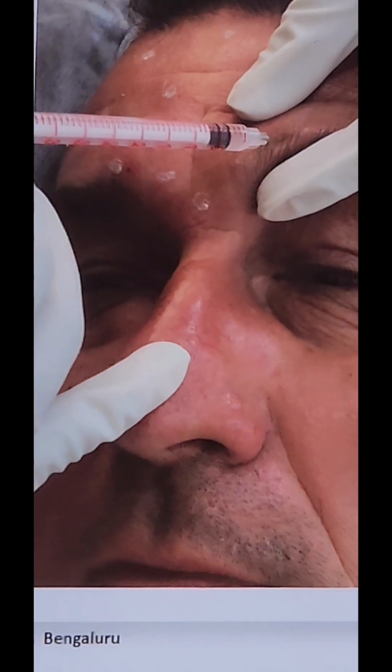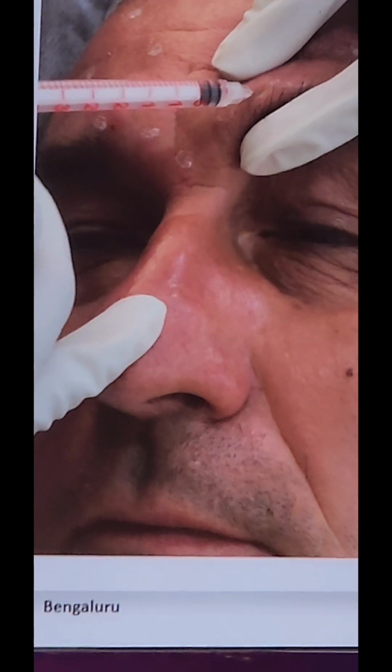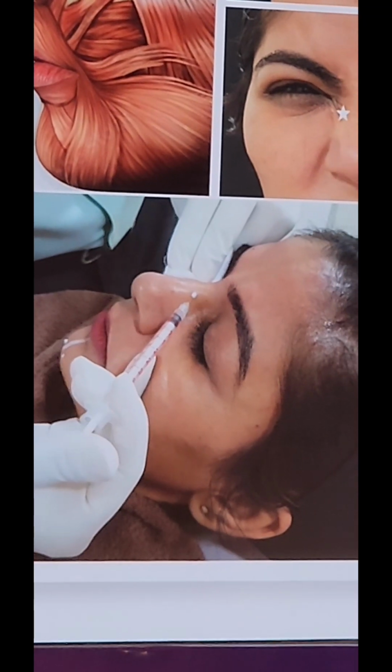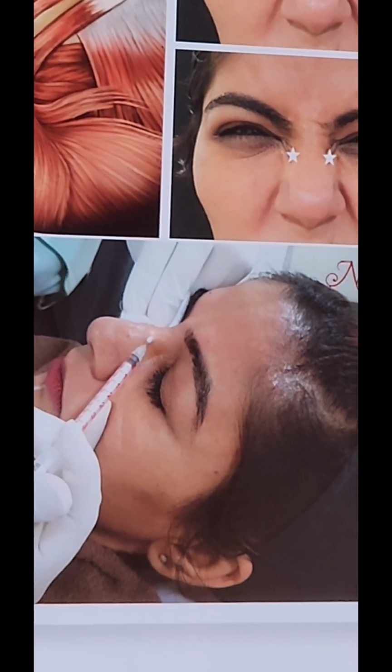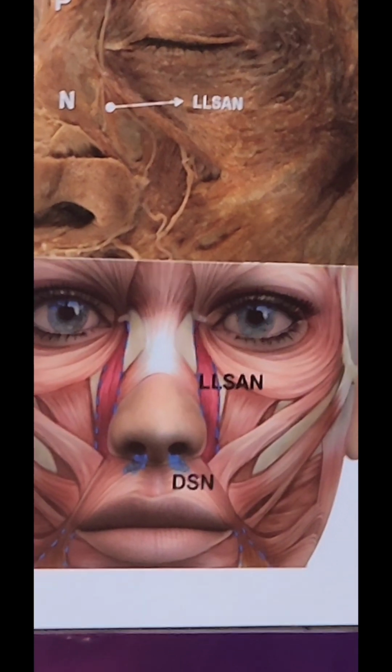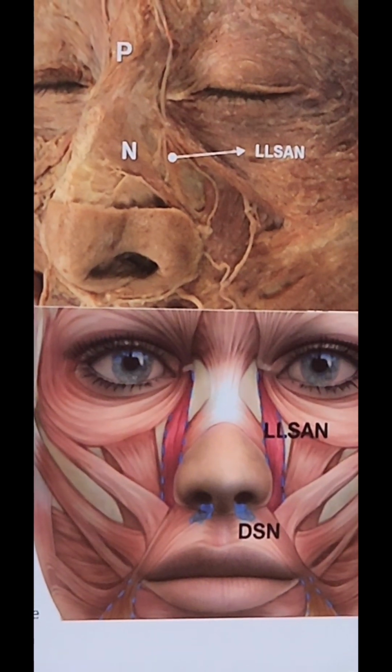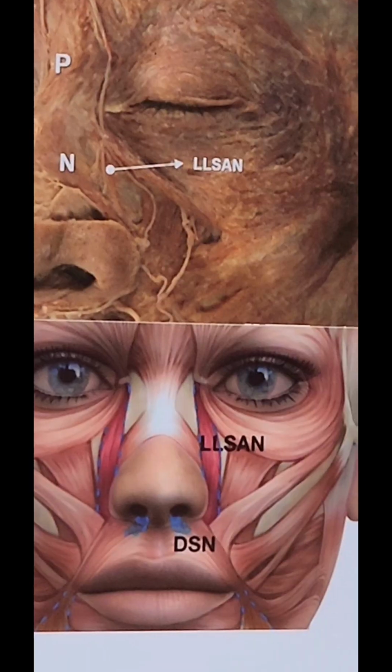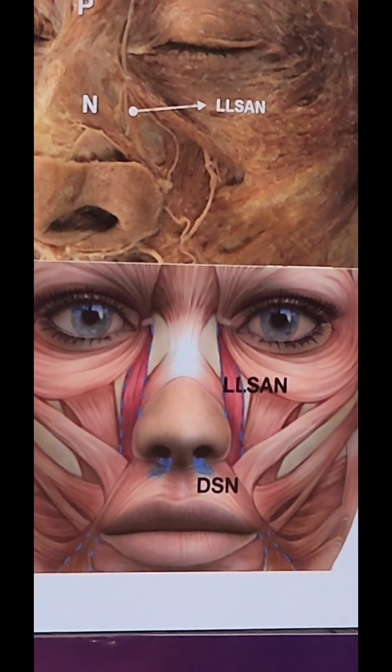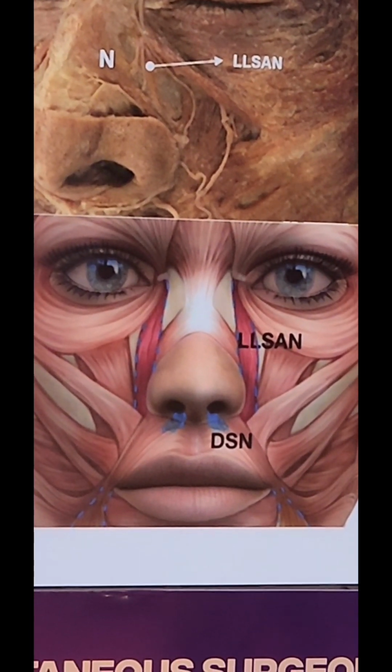So this area is a little bit painful. Be careful because you have a lot of nerves there, the supratrochlear, the supraorbital. Make sure you are not injecting adjoining muscles when you are doing this small area. This muscle, when injected, can actually cause distortion of the smile.